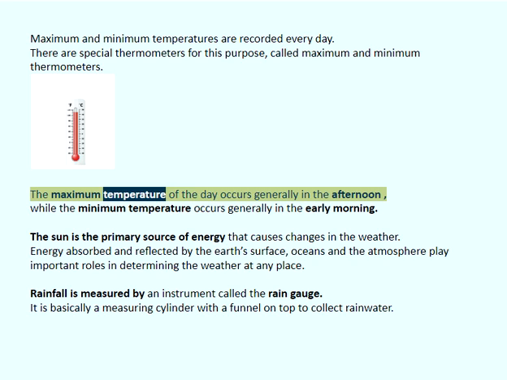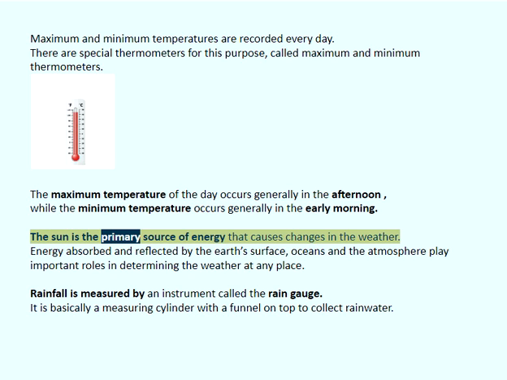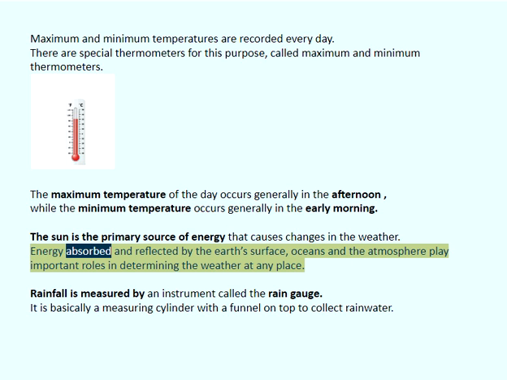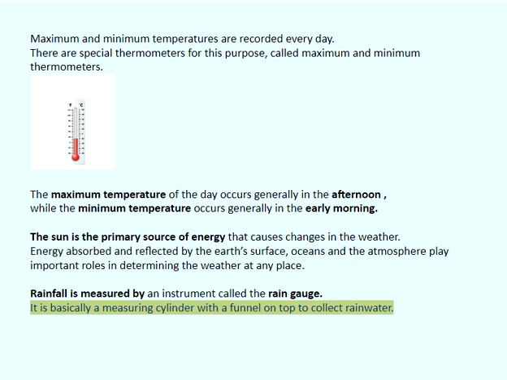The maximum temperature of the day occurs generally in the afternoon, while the minimum temperature occurs generally in the early morning. The sun is the primary source of energy that causes changes in the weather. Energy absorbed and reflected by the Earth's surface, oceans and the atmosphere play important roles in determining the weather at any place. Rainfall is measured by an instrument called the rain gauge. It is basically a measuring cylinder with a funnel on top to collect rainwater.